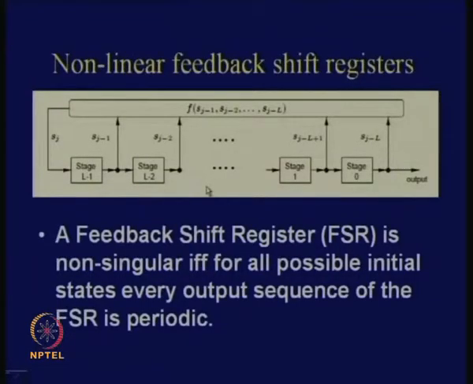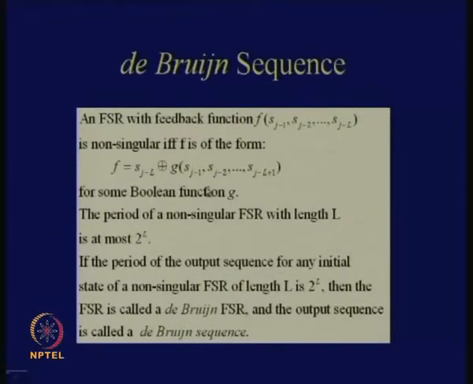Okay. So, there is something which is called a de Bruijn sequence. It is defined as follows: an FSR whose feedback function f(s_j), which operates on s_{j-1} to s_{j-L}, is non-singular. So, we define what is meant by non-singularity. It means that the sequences being generated are periodic for whatever be the input seeds of your FSR. Okay. So, it is non-singular if and only if f is of this particular form. So, what is the form? f is equal to s_{j-L} XORed with g, for any Boolean function g which operates on the remaining values. Okay.